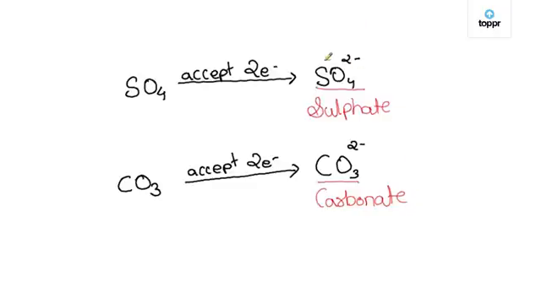Okay, so this is an ion which has 2 elements, but both the elements in combination have only 1 net valency. So such ions are called polyatomic ions.